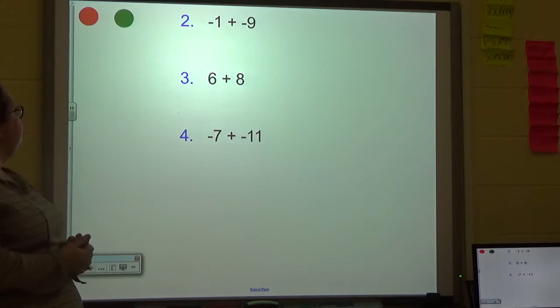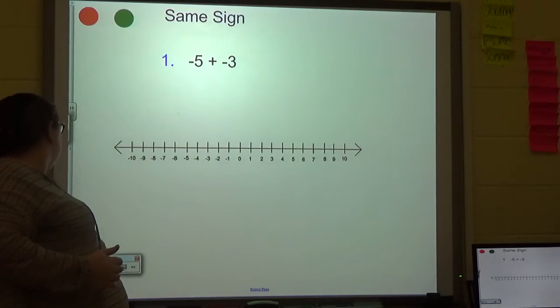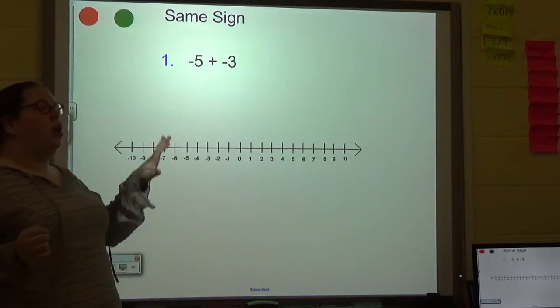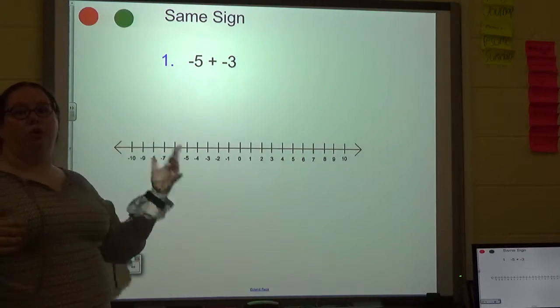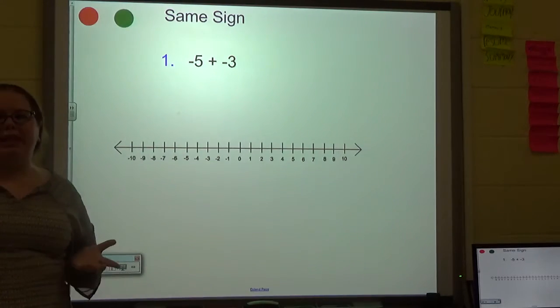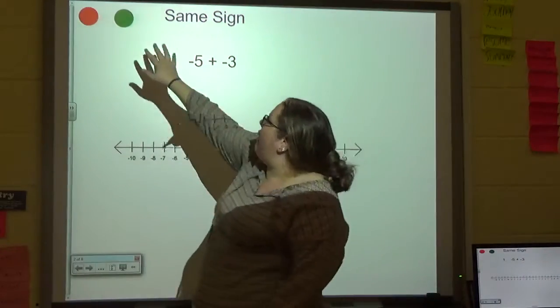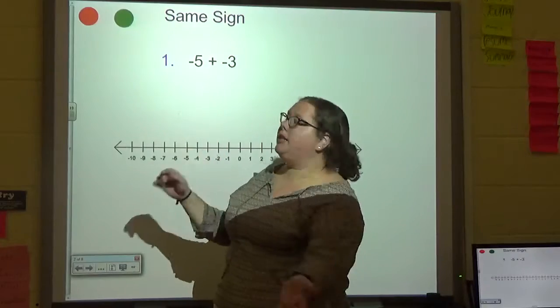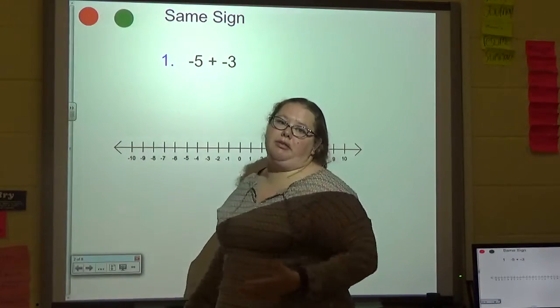Alright, so let's start. There we go. We're going to start with the same sign. So if they're both negative, what happens? There's a few ways to think about this. One way is to think about these red and green dots. Think of a negative as the red, right? If I owe someone $5.